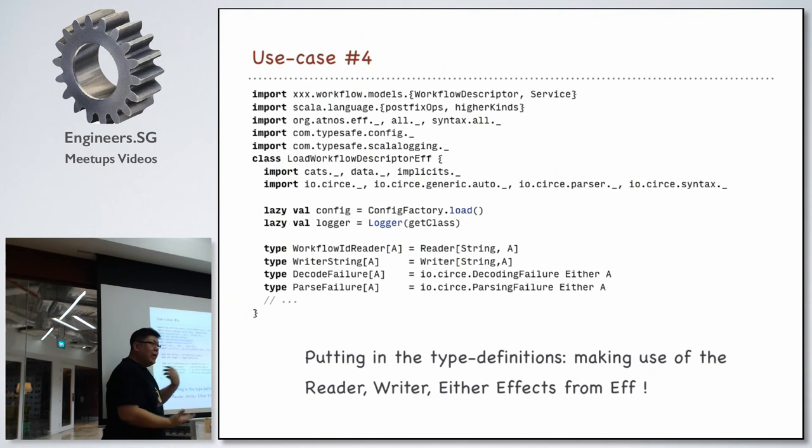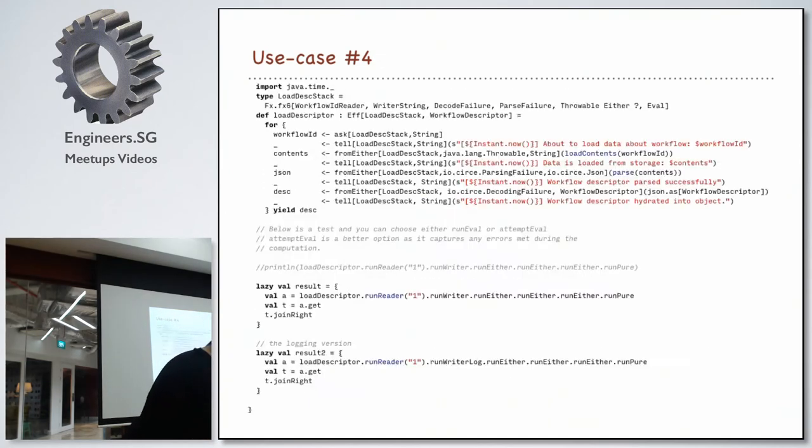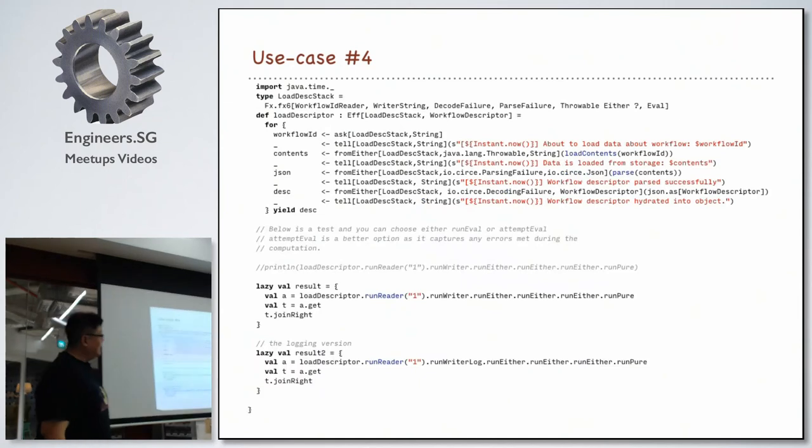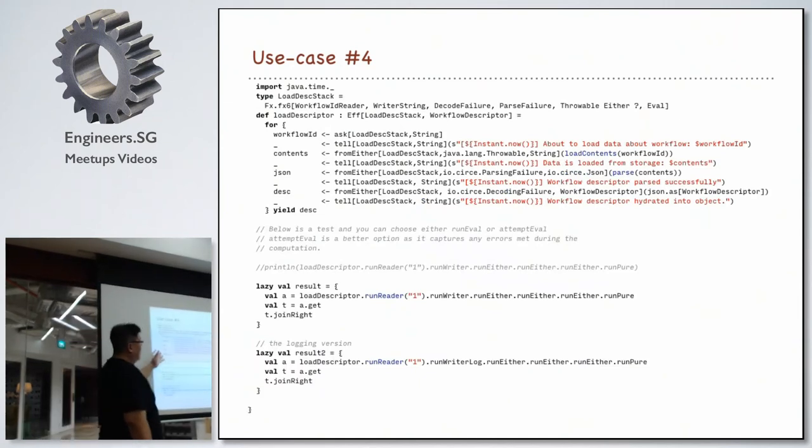That means when I'm reading, I want to log each step of my computation itself. And because the descriptor is in a JSON format, I need a parsing and a decoding failure to represent these kinds of things. So how do they piece together? This is the Eff Monad. Let's walk through it step by step.